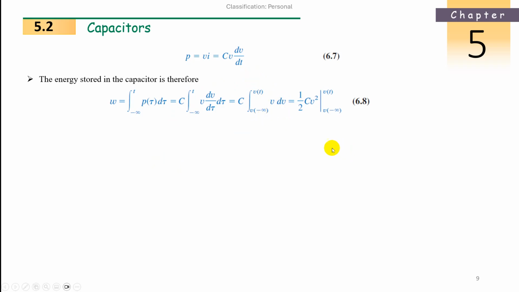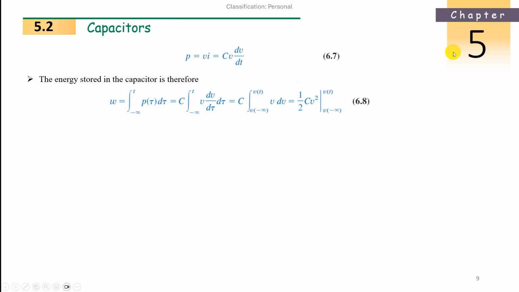What is x integration? X square by 2, one by two x square. x power 1 plus 1, divided by 1 plus 1, that is x square by 2. So here also V is like x, so V integration is nothing but V square by 2. See, V square by 2. So C was there, C multiplied by half V square, ranging from minus infinity to V of t.